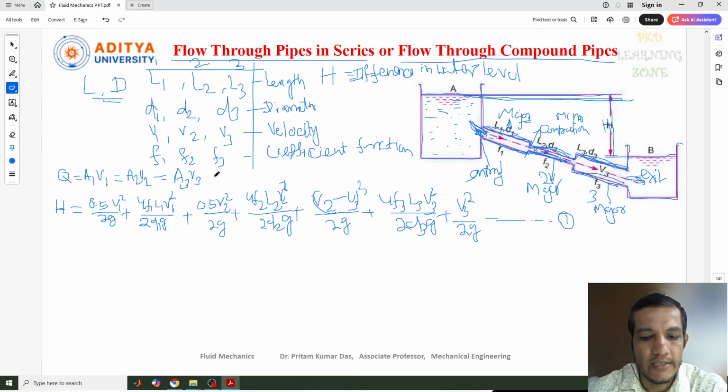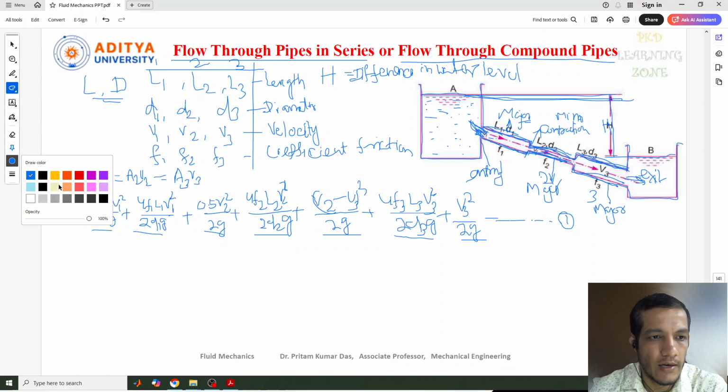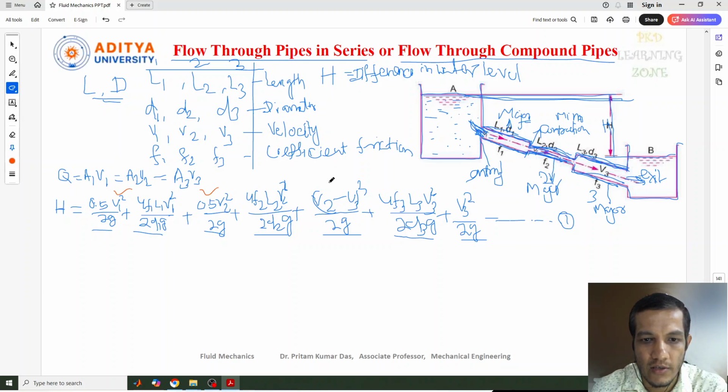Now if you consider, all these losses you can identify, these are the losses of their individual positions, individual concepts. So I'll highlight this: this is a minor loss, this is a minor loss, this is also a minor loss, this is also a minor loss. Entry, exit, here contraction, and this is expansion here, contraction and expansion here.